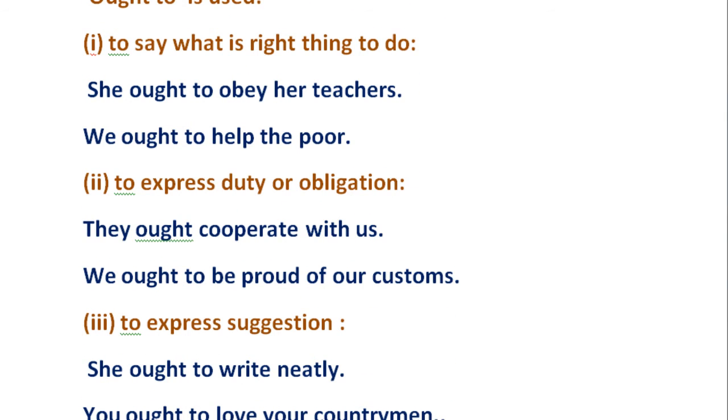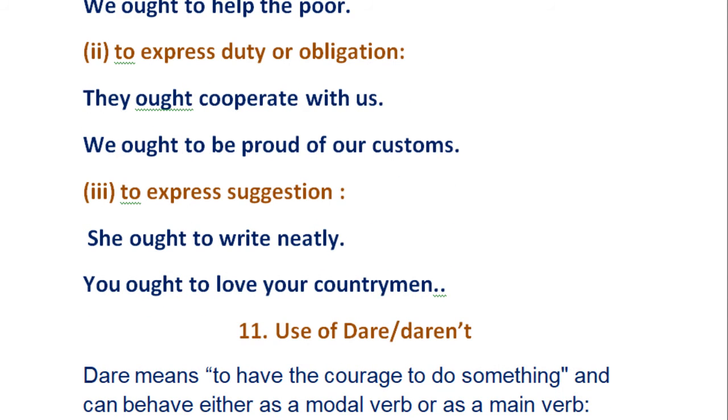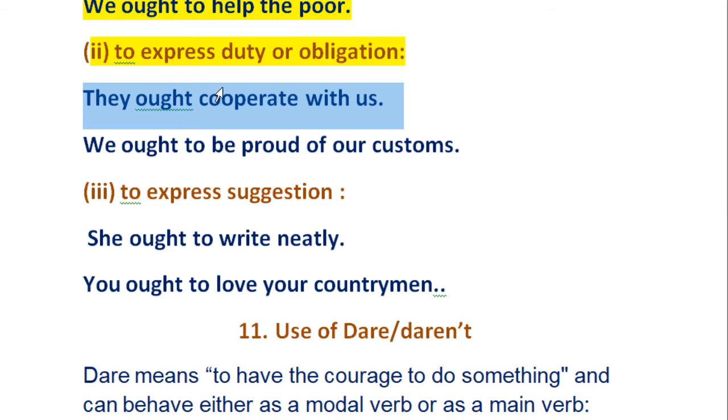Now let us see the use of ought to. Ought to is used to say what is the right thing to do. For example, she ought to obey her teachers. We ought to help the poor. Then next use of ought to is to express duty or obligation. They ought to cooperate with us. Here "to" is missing, so "to" should have been here.